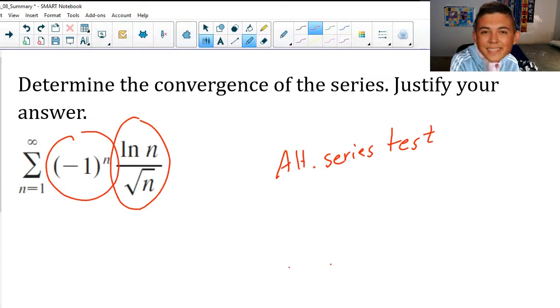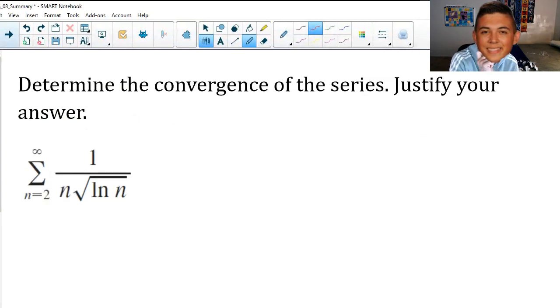Which would be easier to do using L'Hopital's rule. 1 over n times square root of natural log of n. All right, there's a lot of ofs we got to get through. We just have to make sure, first of all, that we're saying it correctly, because who knows? We could be doomed. And that is the series from 2 to infinity.